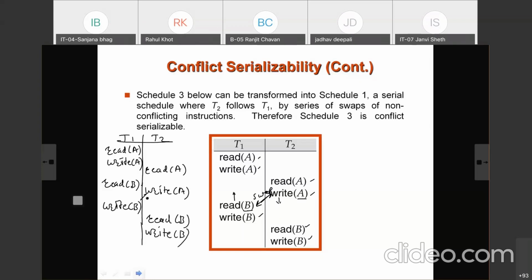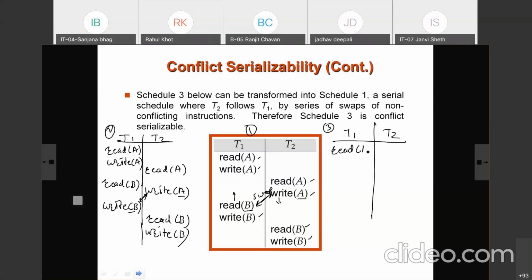Can I swap these two instructions? My screen and whatever I am writing, is it visible to everyone? So tell me, can I swap these two instructions? Yes or no? Yes. Why? Because again it operates on two data items. So in the third stage, I can swap it. T1 and T2.